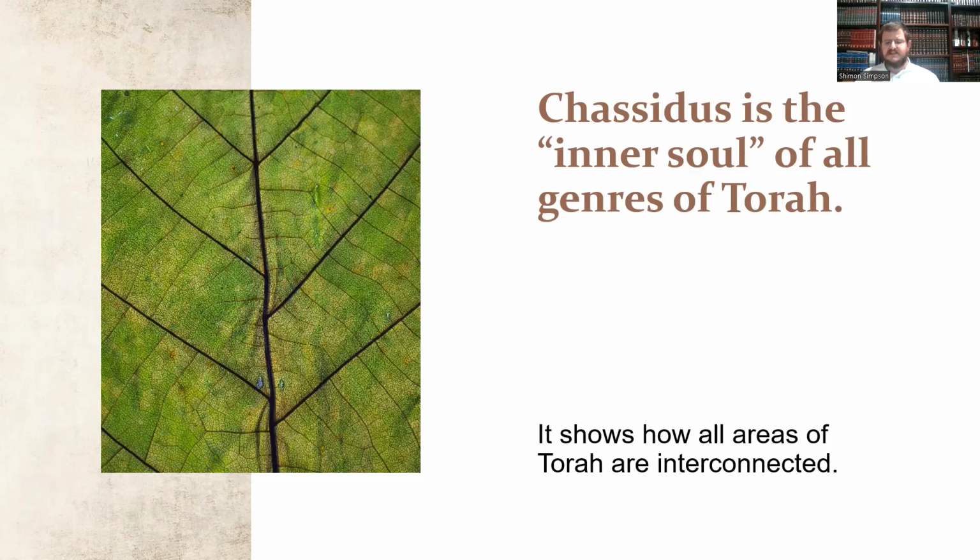Chassidus reveals the inner thread that connects everything. It shows how all areas of Torah are really interconnected. They're all expressions of the same essence. And so that's what we will do now. We will now study some examples of Hasidic teaching, of Kabbalistic teaching through the lens of Chassidus. And we will see how Chassidus makes accessible the mysterious ideas of Kabbalah. And we will also see how Chassidus reveals the inner essence of other genres of Torah.